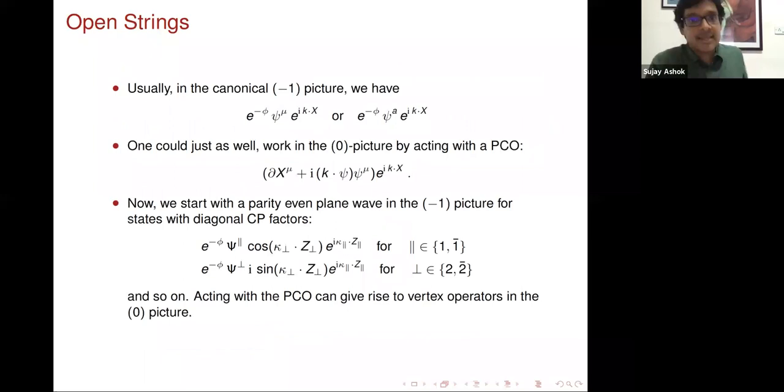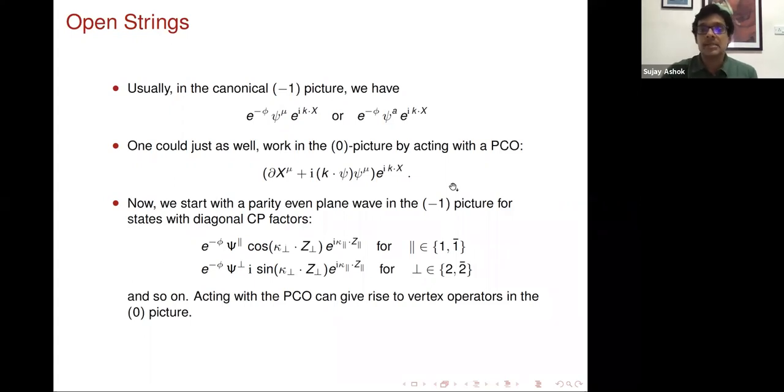Okay, so now let's spend a few minutes trying to understand this thing I said about the open strings. So usually in this canonical -1 picture, the string vertex operator for the Yang-Mills field looks like so in N=4, and the scalars look like that. Okay, so psi mu and psi are worldsheet fermions, phi is the superghost, and e to the ikx are just momenta. Now one could equally well work in the zero picture by acting with the picture changing operator, and its equivalent way is to work with this operator.